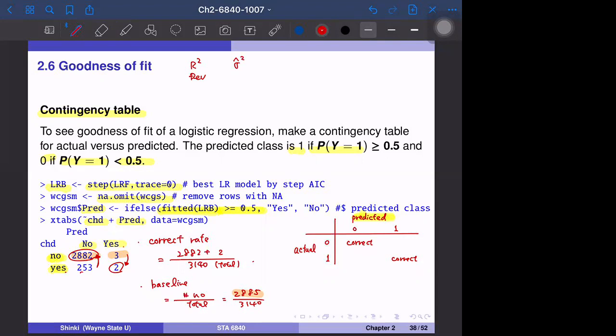If the baseline is around 50%, this contingency table usually makes sense for a reasonable prediction model, where we have a correct rate much higher than the baseline. But in this case, since the data is skewed, most observations have the actual value no and only a few observations have yes, this contingency table doesn't work very well.